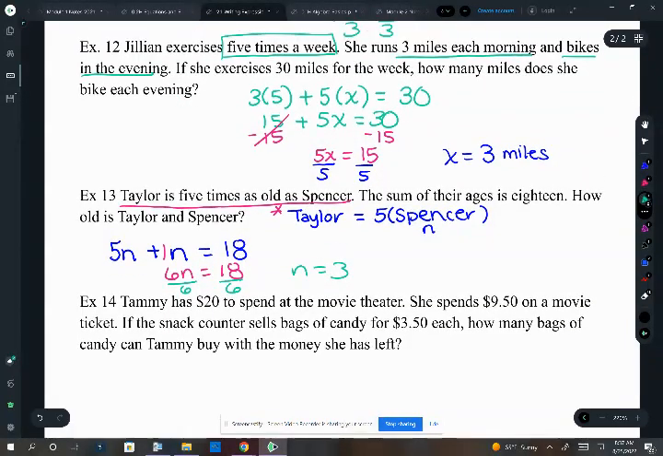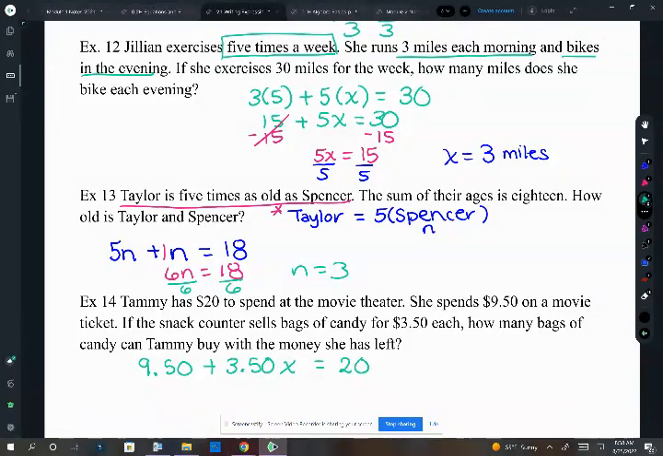And then Tammy has $20 to spend at a movie theater, and she spends $9.50 on a movie ticket. If the snack counter sells bags of candy for $3.50 each, how many bags of candy can Tammy buy with the money she's left? So notice that she spends $9.50 on her ticket, and then she wants to buy candy, and it's $3.50 for each candy that she buys, and she's going to spend $20 total. You're just going to solve that.